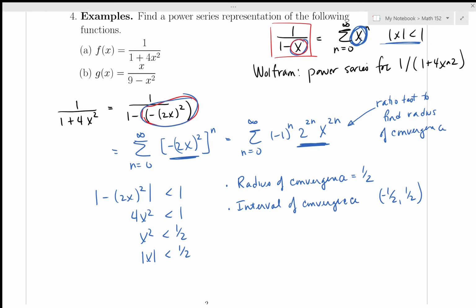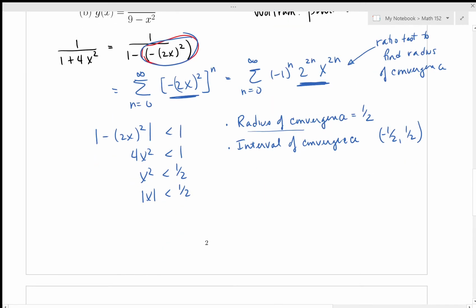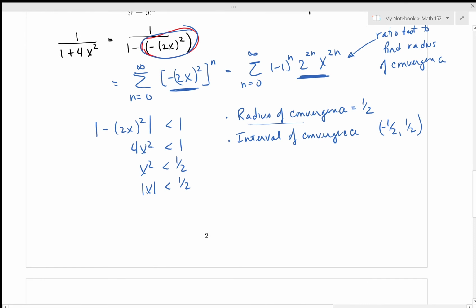Oftentimes we just ask for the radius of convergence, and we don't worry about the endpoints unless we're specifically going to be using the function right to the maximum edge. If that's not the case, then we just usually report the radius of convergence. Okay, let's take a look at the second question. It's a very similar style.